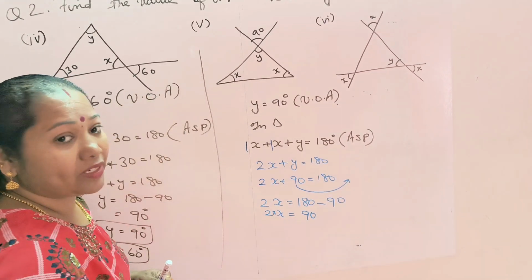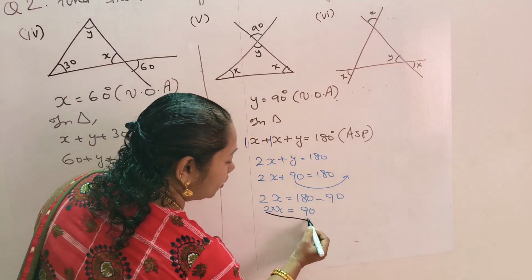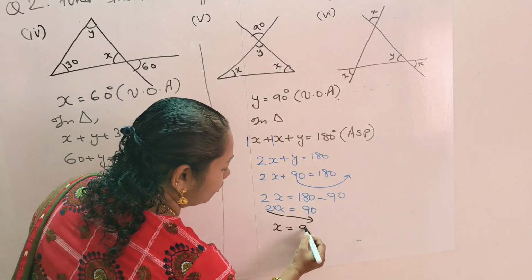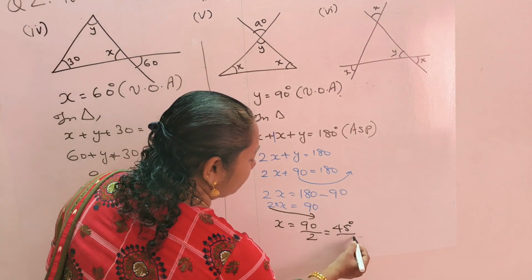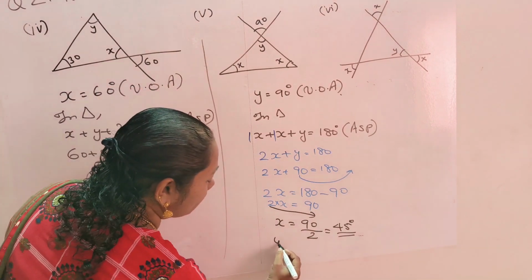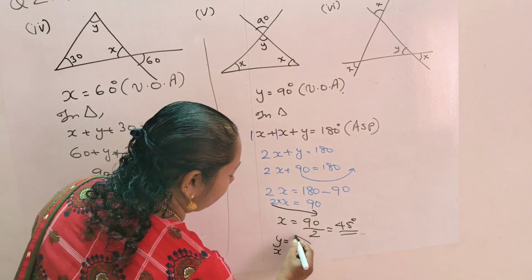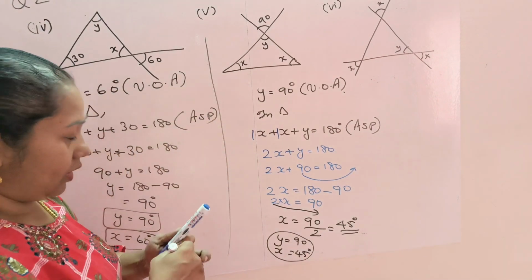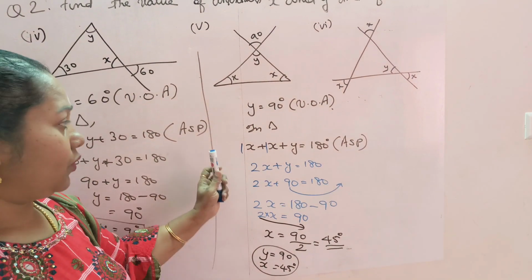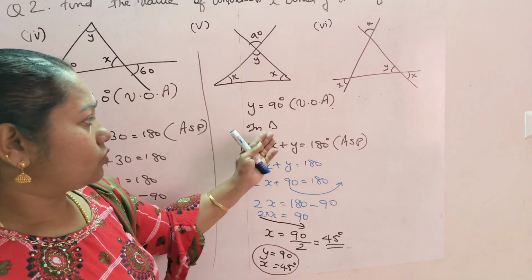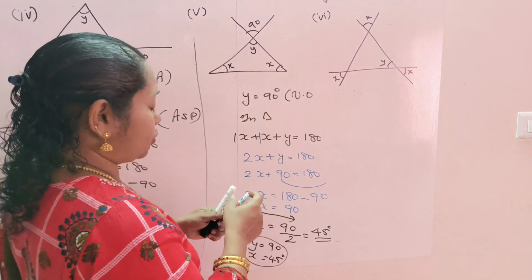So 2x is equal to 90. Now 2 is multiplied with x, so if it crosses, it will go to the denominator. That is x is equal to 90 divided by 2, that is 45 degrees. So we got the value of y is equal to 90 and x is equal to 45. Okay, I think you understood how it is done. Is it clear now? Now let us go to the sixth question.